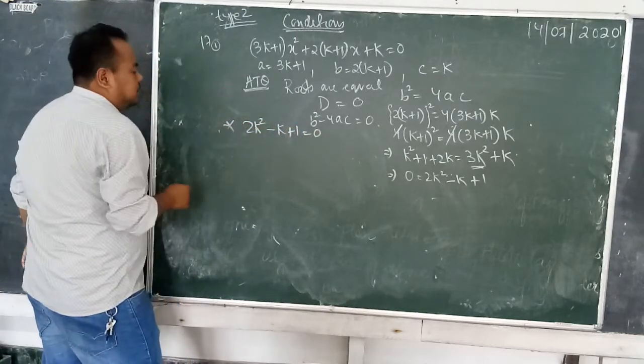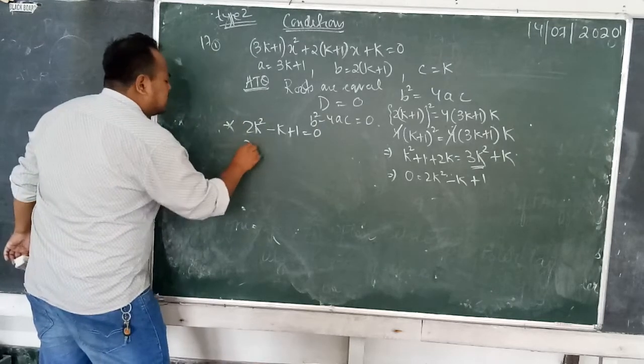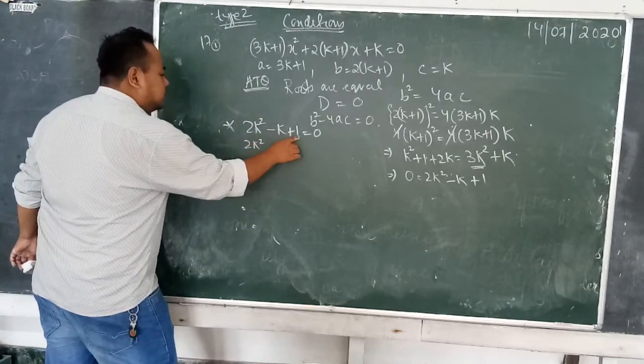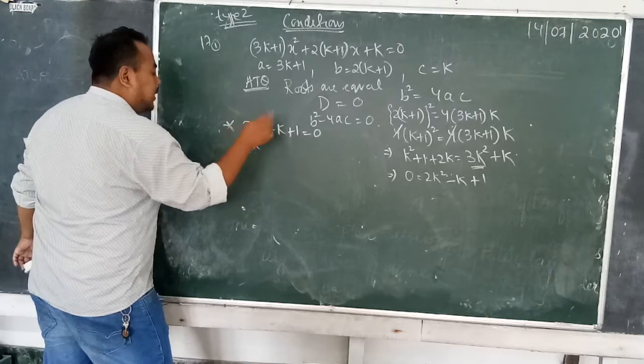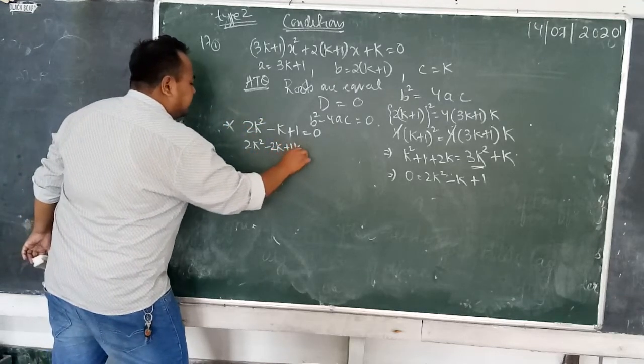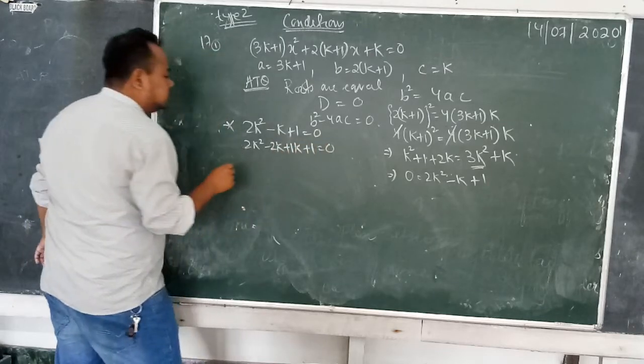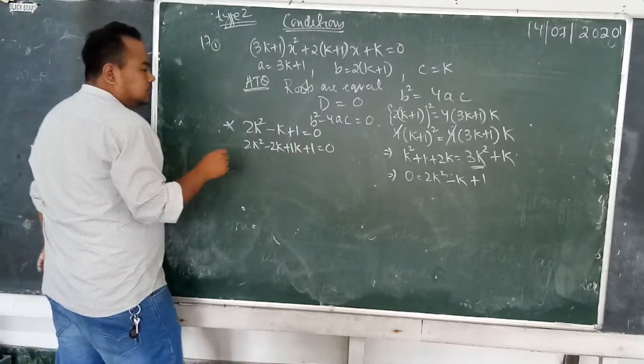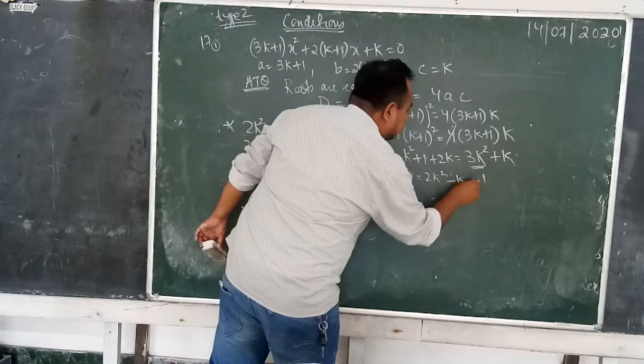So k has two values. What are the two values? What are the factors? 2 ones are 2. I need to get k. So it's going to be 2 minus 1. Since there's a minus in front, 2k plus 1, k plus 1 equal to 0. Yes, this is going to be minus 1, sorry.